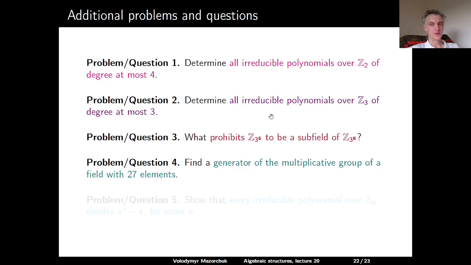Problem question 4. Find a generator of the multiplicative group of a field with 27 elements. And problem question 5. Show that every irreducible polynomial over Z_p divides x to the power p^n minus x for some n.